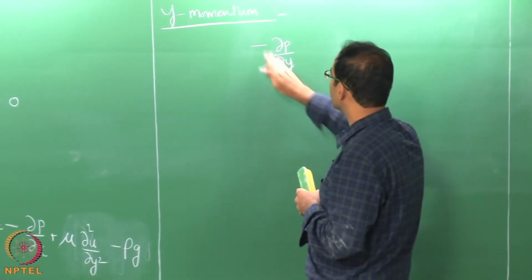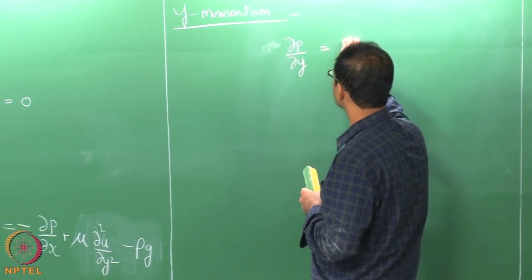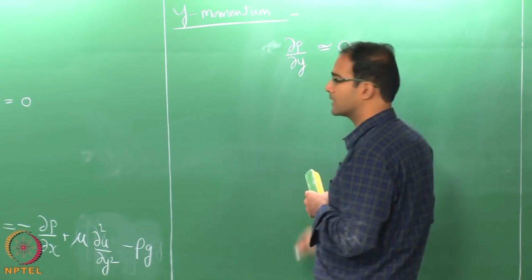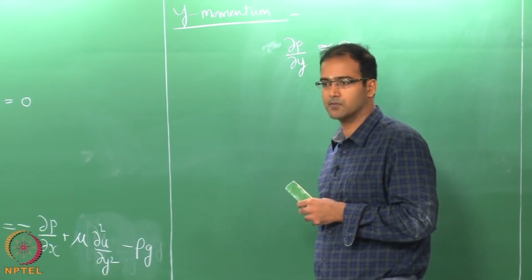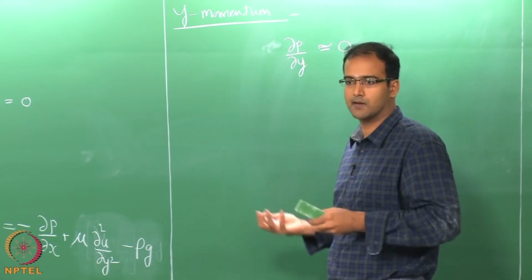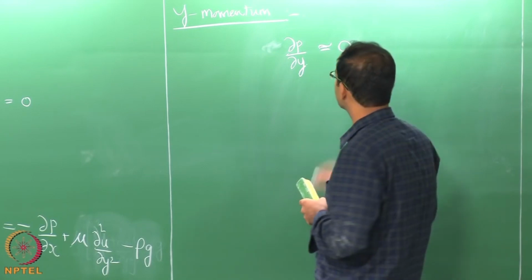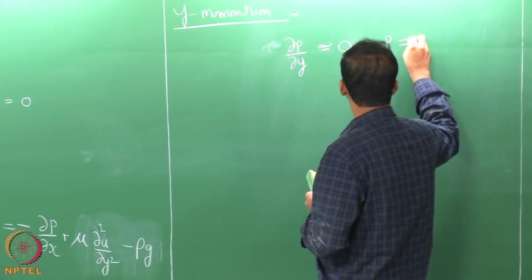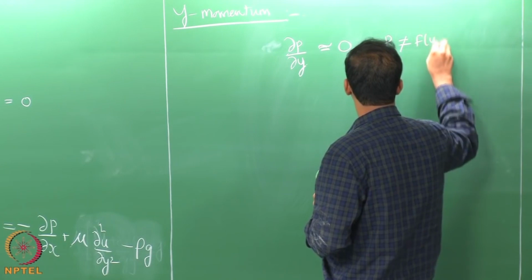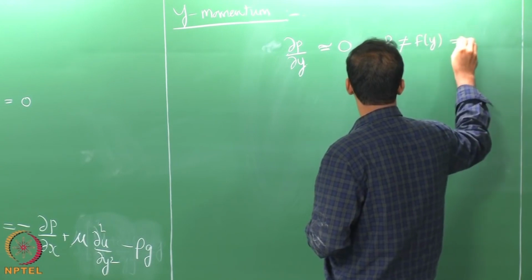So, essentially dp by dy is approximately 0, very small, the others are very small. So, we can approximate it to 0. That means p is not a function of y, that means p is a constant along y.